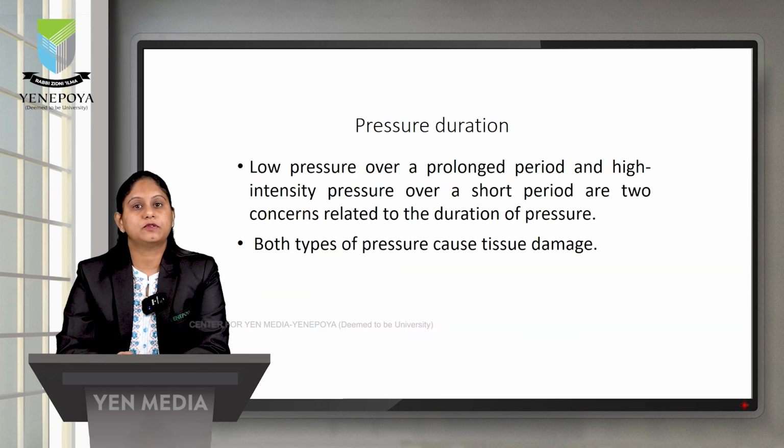Pressure duration. Here both types of pressure can cause tissue damage: low pressure over a prolonged period of time, or high intensity pressure over a short period of time, are responsible for the development of pressure ulcers.